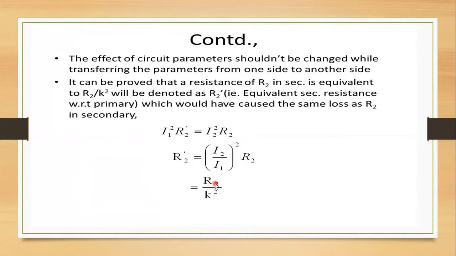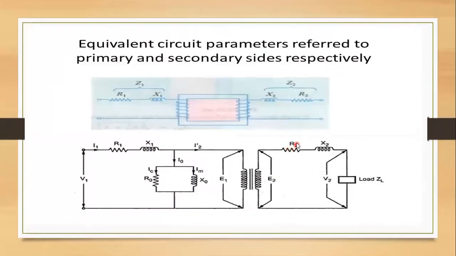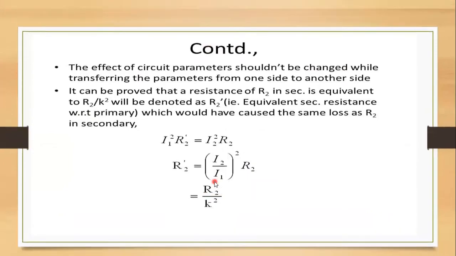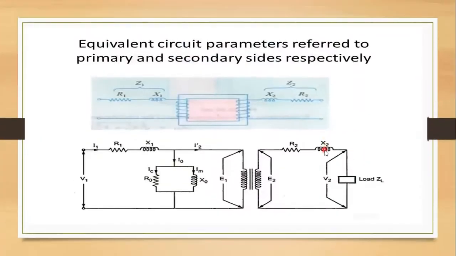This means the secondary side winding resistance of the transformer is converted to the primary side, that will be equal to R2 by K square, represented as R2 dash. That is nothing but R2 by K square. Understood? Similarly, if you want to change the secondary side reactance to the primary side, this X2 becomes X2 by K square. So X2 dash is represented on the primary side, nothing but X2 by K square.